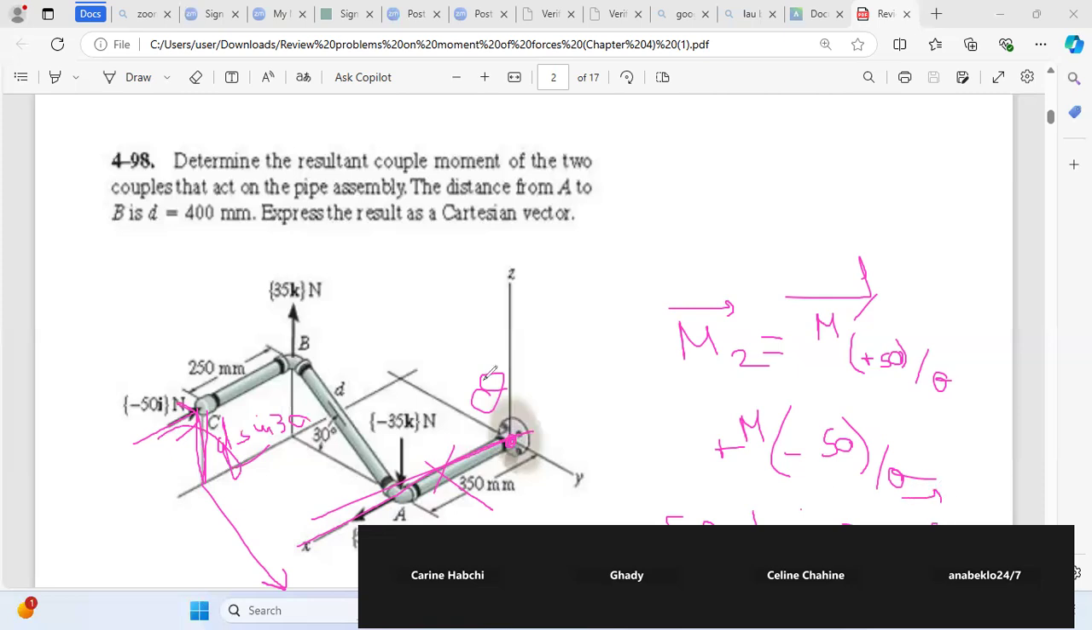And finally, for the moment about Z, what is the distance? It's the perpendicular distance to Z and to the force, d cosine 30. With the right-hand rule, your thumb will point downward, so it's also negative along Z. So minus 50 times d cosine 30. Of course, the right-hand rule is a little more challenging, so if you prefer not to think about it, do the cross product. You will get exactly the same result.